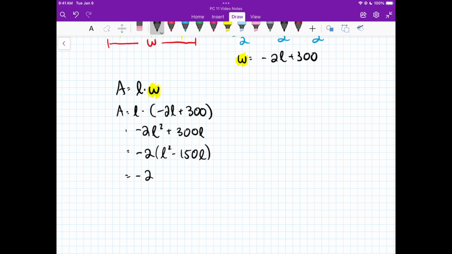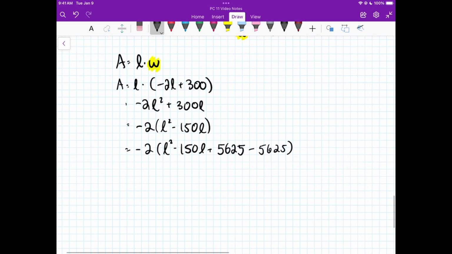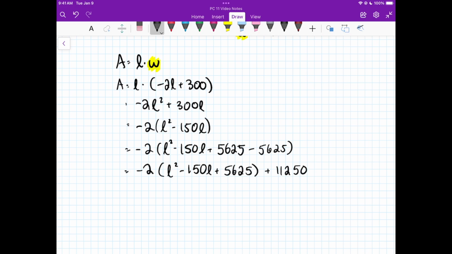So that's going to be 75 squared, which is 5625. And then we take out the negative term, remembering, of course, to multiply it by our negative 2. So when we do that, we get 11,250. And so factoring it and putting it all together, we end up with our function as negative 2 times (L minus 75) squared plus 11,250.